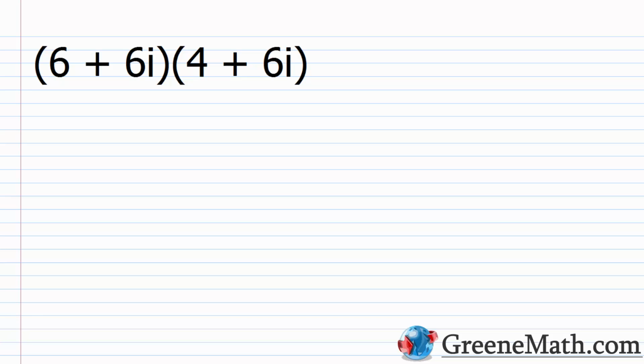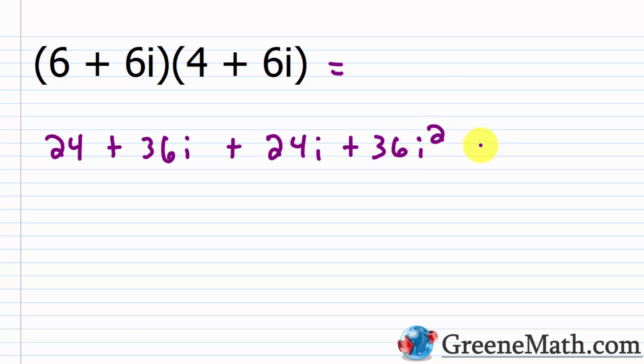Pretty simple to do this. We're just going to use our FOIL method because we have the product of two binomials. So we have the quantity 6 plus 6i times the quantity 4 plus 6i. All I'm going to do here, first term, 6 times 4 is 24. My outer terms, 6 times 6i is plus 36i. Then plus 6i times 4 is plus 24i. And then last, 6i times 6i is plus 36i squared.